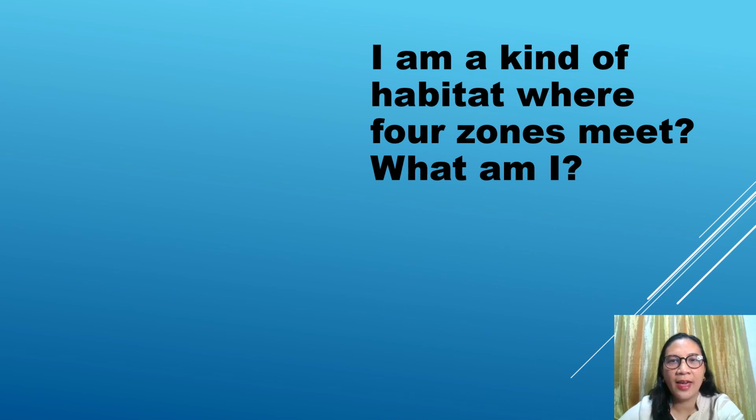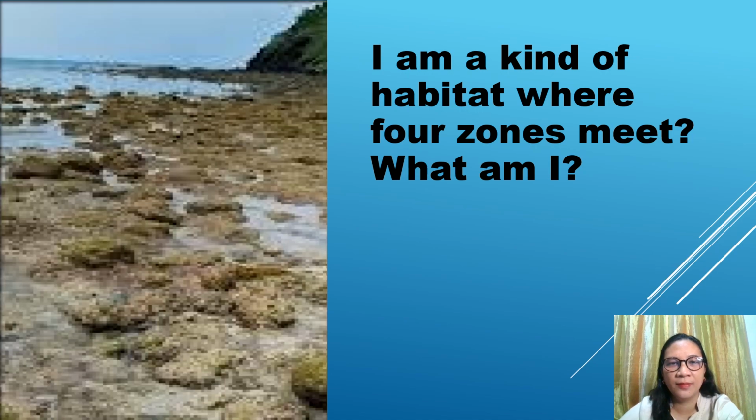And for our next riddle, I am a kind of habitat where four zones meet. What am I? The correct answer is very good. Intertidal zone. So estuaries and intertidal zone are the answer in our riddle. It has something to do with our lesson for today. What do you think are the organisms found in these areas?